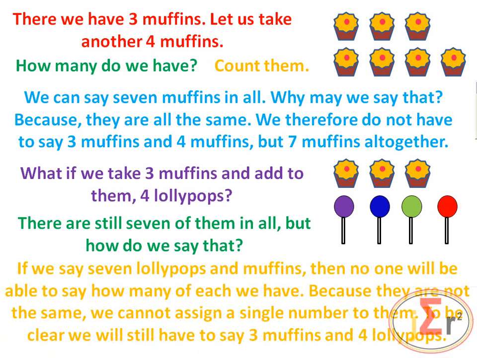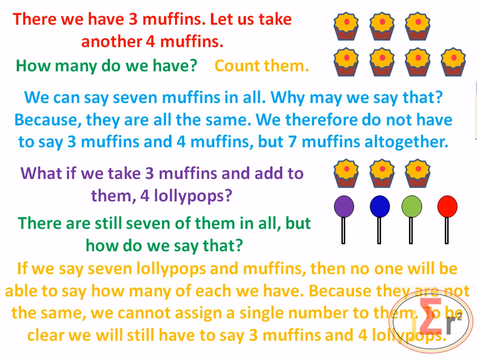If we say 7 lollipops and muffins, then no one will be able to say how many of each we have. Say, for example, Jerry, if I say that I have 20 lollipops and muffins, we have 20 in all. Are you able to say how many of each do we have? No. So if we say 7 lollipops and muffins, then no one will be able to say how many of each we have. Because they are not the same, we cannot assign a single number to them.